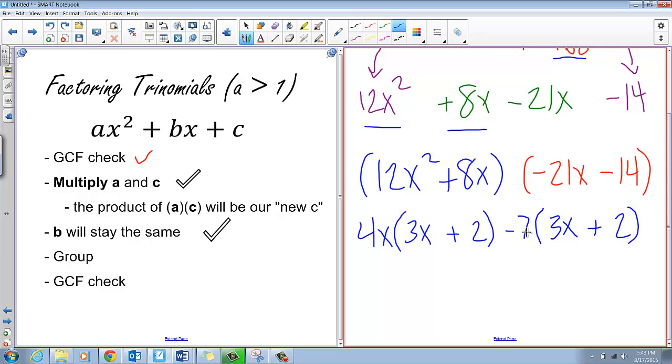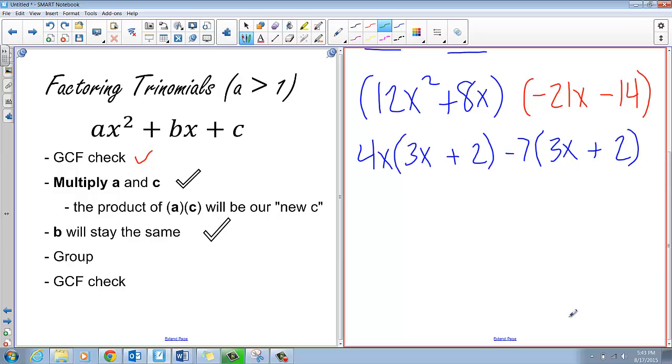Okay, if you're ever unsure that you got these right, especially the positive and negative signs, you can always multiply back in. So negative 7 times 3x, well, that's negative 21x, so you know you're good. And negative 7 times a positive 2 would give me negative 14. So we just do a quick check to make sure we're on the right path.